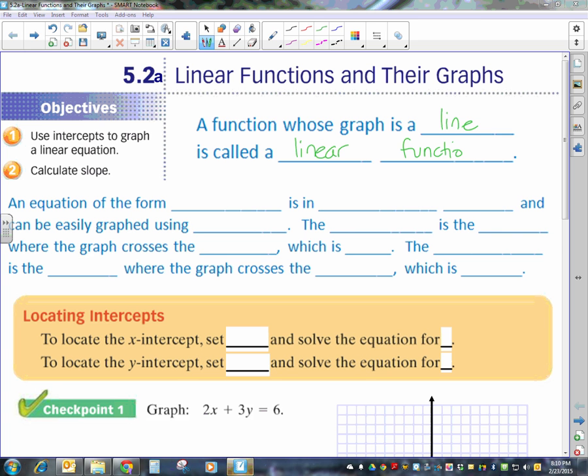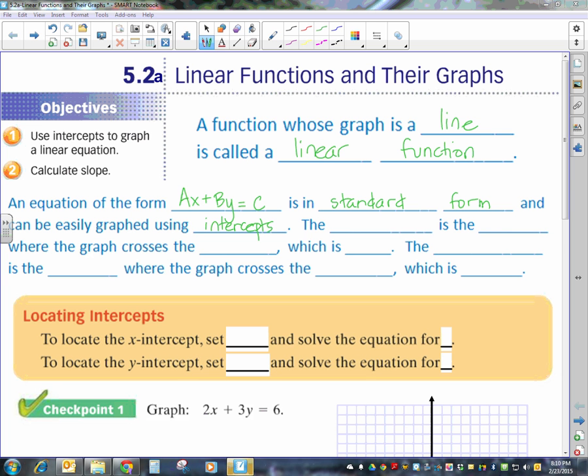Now, today I'm splitting up this section into two parts as I have been doing. So today we're going to talk about graphing an equation of the form ax plus by equals c. And that is in standard form, so it's called the standard form of the equation of a line. A, b, and c are numbers, and a and b cannot both be zero, but they can be easily graphed by using intercepts.